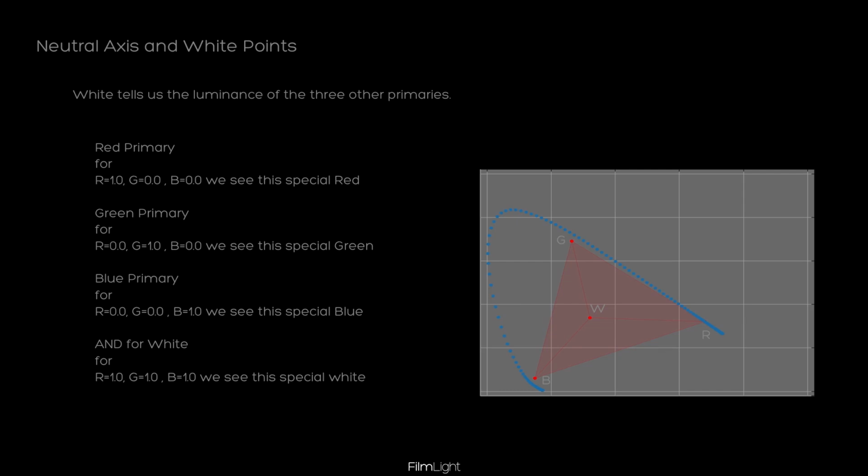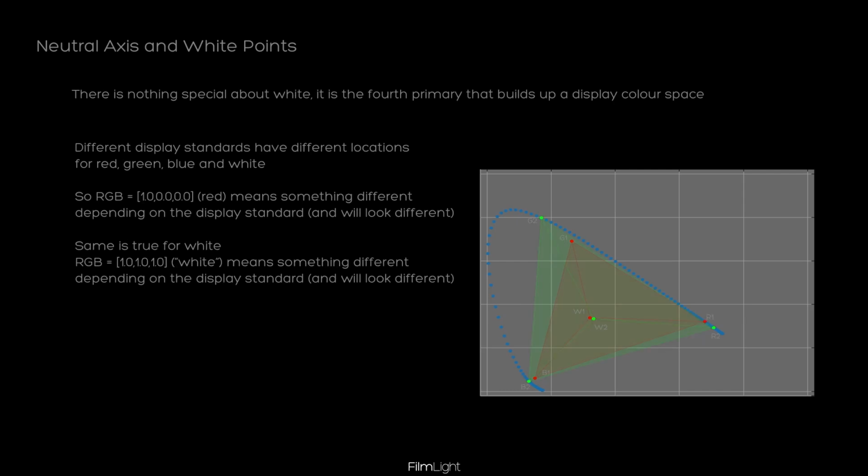In the same way, different display standards have different coordinates for red, green and blue. They can have a different coordinate for white as well. So display RGB 1 0 0, which is red, means something different depending on the display standard and will look different. The same is true for white. Display RGB 1 1 1, white in quotes, can look different depending on the display standard.